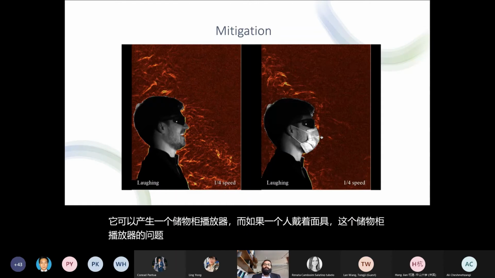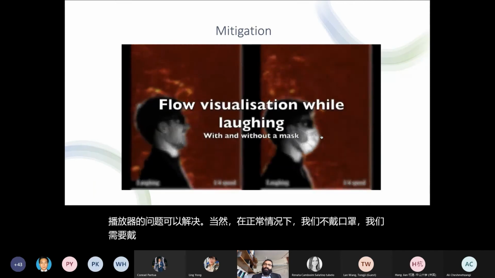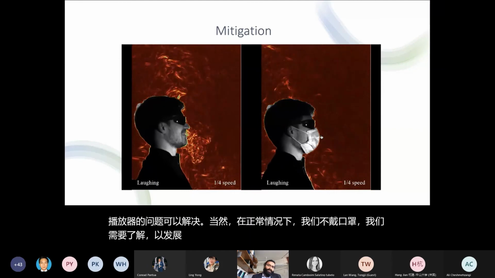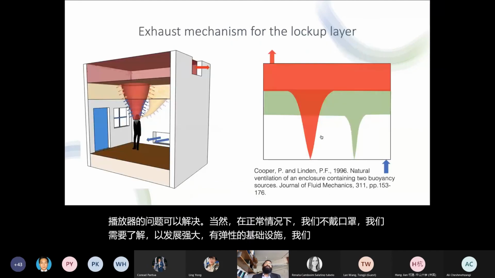But of course, in normal times, we don't wear masks, and in order to develop robust, resilient infrastructure, we need to understand the lockup layer, and we need to find out the mitigating strategy.